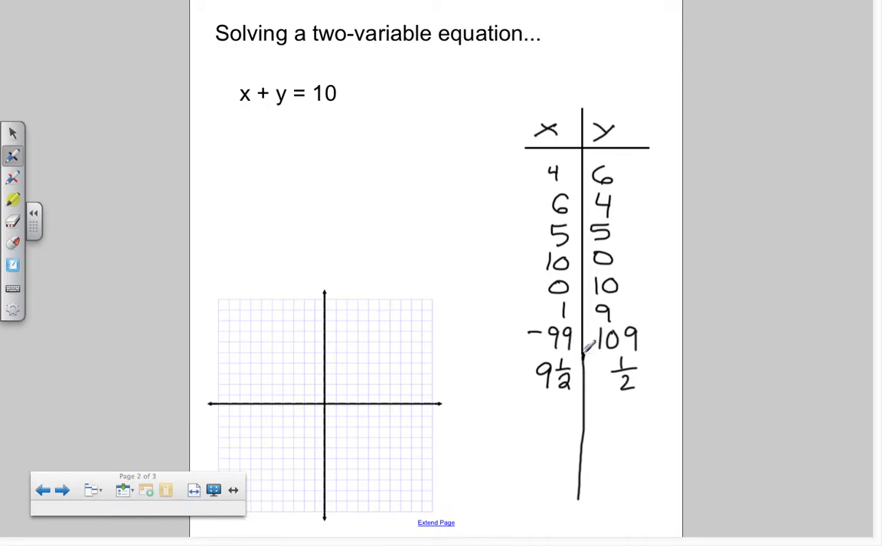Okay, so what if I had a decimal? 3.5. How about 6.5? Wouldn't that bring me to 10? So I could have positives, I can have negatives, I can have fractions, I can have decimals. In fact, I could keep going. There are infinite combinations that are going to work here.